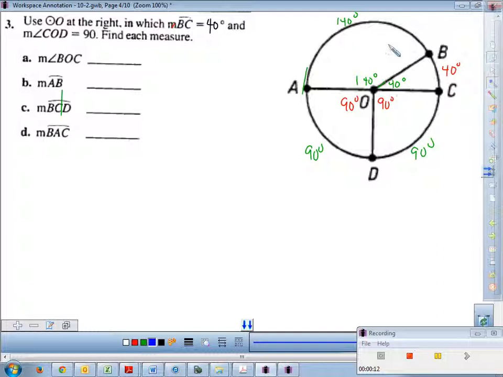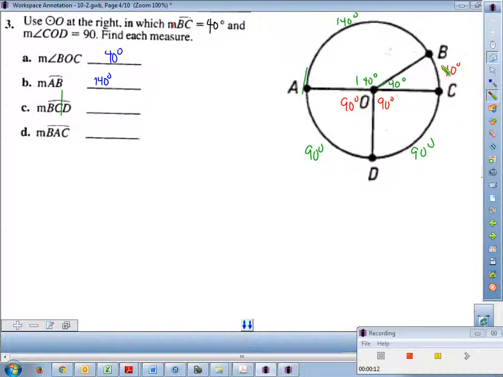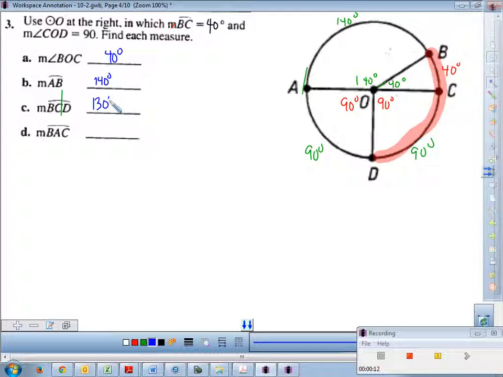So find the measure of angle BOC. Boom, 40 degrees. Done. Measure of arc AB. Got it right here. 140 degrees. And that's a minor arc because it measures less than 180 degrees. Measure of arc BCD. That's the long way from B to C to D. I'll highlight that for you, from B to C to D. That's the order you're supposed to go in, the way they wrote it. So we can add those together and get 130 degrees. And see, that's still a minor arc because it measures less than 180.